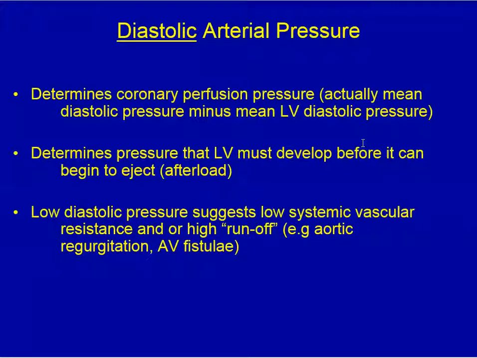Diastolic pressure determines coronary perfusion. It determines the pressure that the LV must develop before it can begin to eject. And finally, a low diastolic pressure may suggest a low systemic vascular resistance or a high runoff, such as aortic regurgitation or AV fistula. Or finally, it could be a clue that the zero on the arterial line has changed.